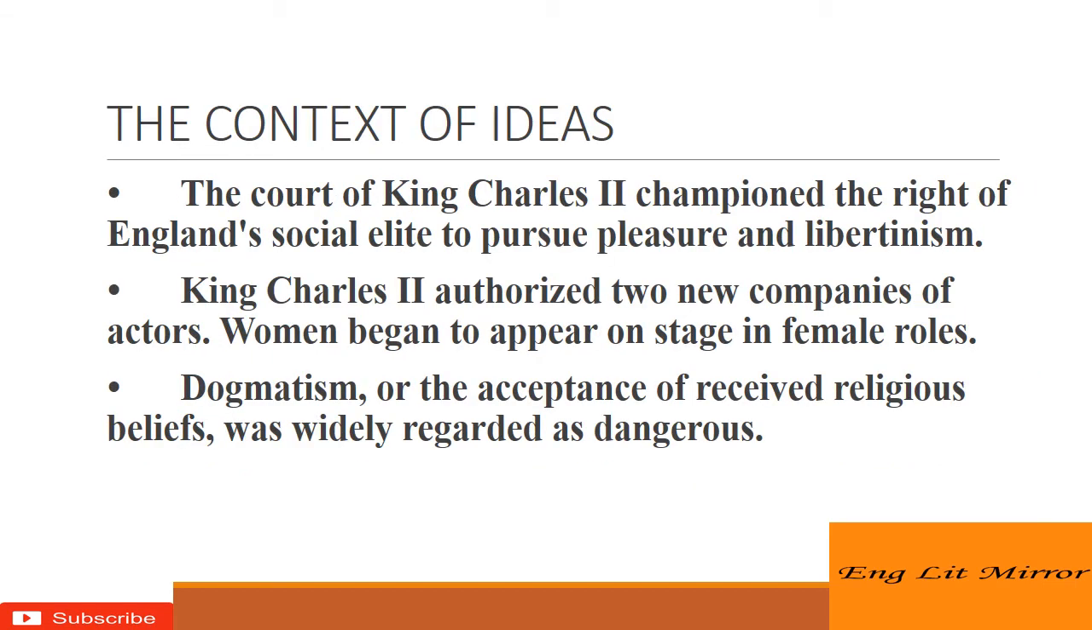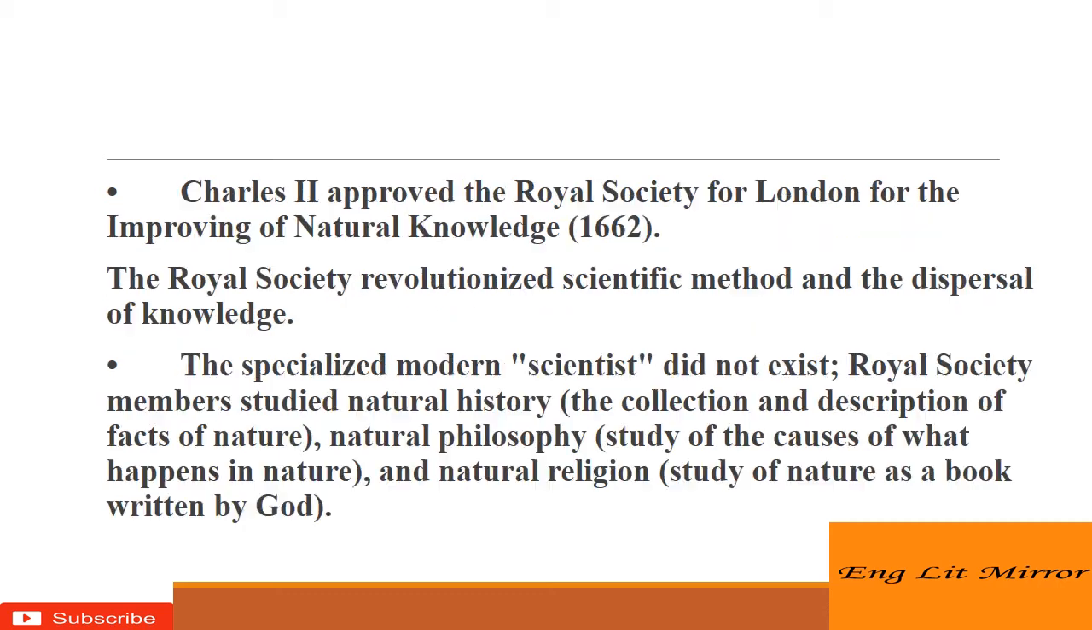The court of King Charles II championed the right of England's social elite to pursue pleasure and libertinism. King Charles II authorized two new companies of actors. Women began to appear on stage in female roles. Dogmatism, or the acceptance of received religious beliefs, was widely regarded as dangerous.